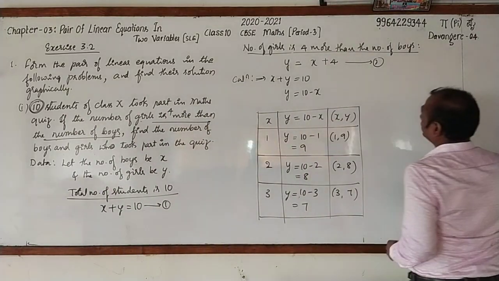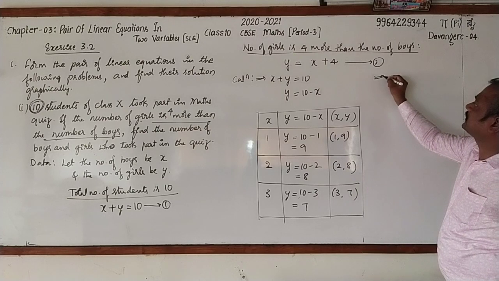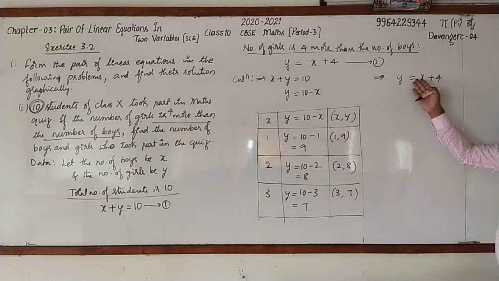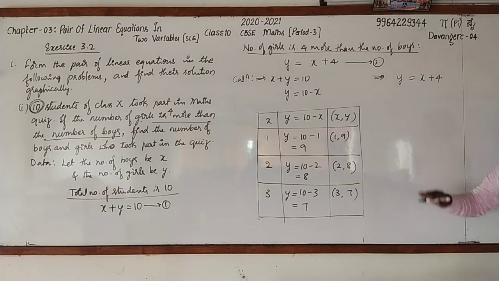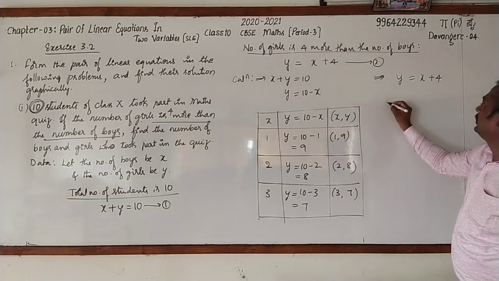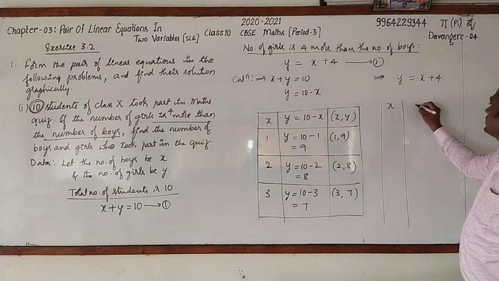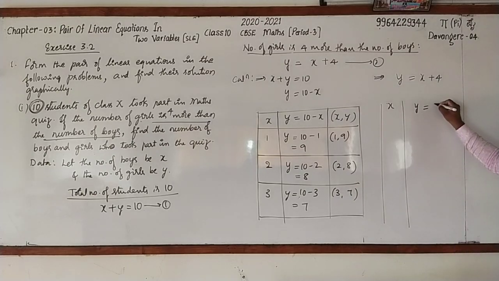Next, second equation. What is the second equation? Y is equal to x plus 4. Directly they have given. It is nothing but x minus y is equal to minus 4. So here I draw the table. First column for x, second column for equation y equal to x plus 4 and third column for x comma y.